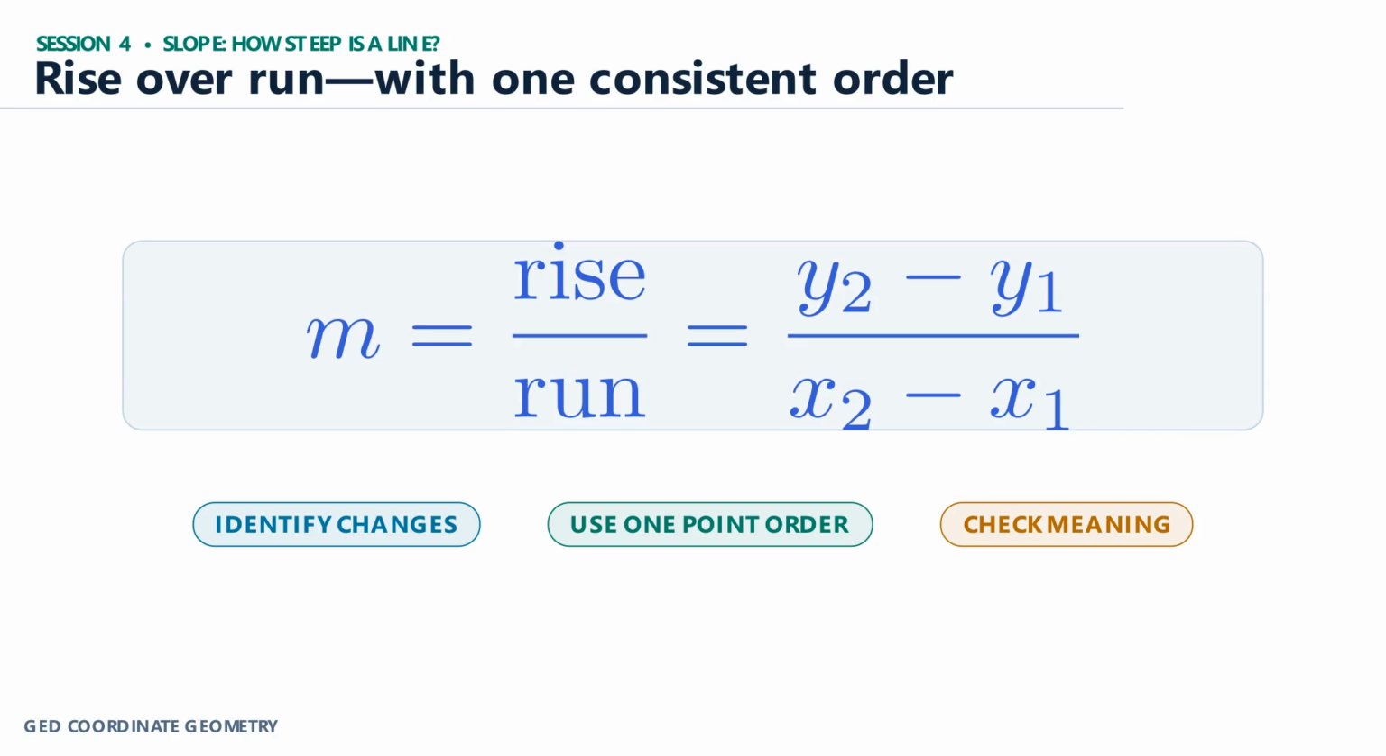Before calculating, read the line from left to right. A rising line should produce positive slope. A falling line should produce negative slope.